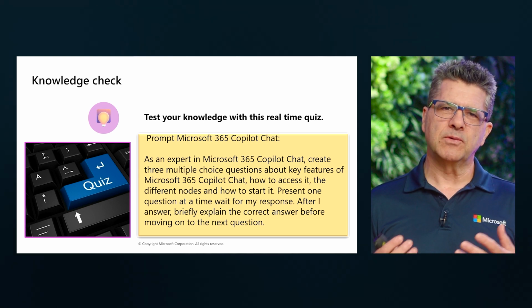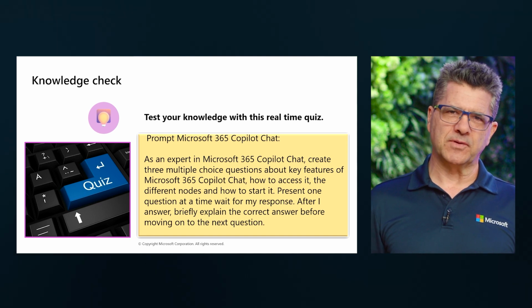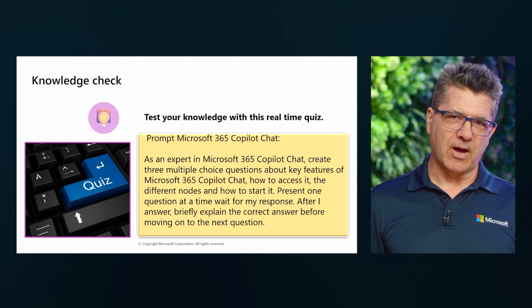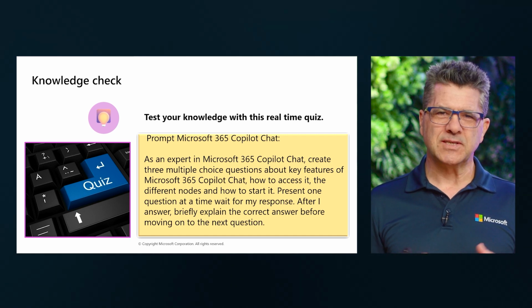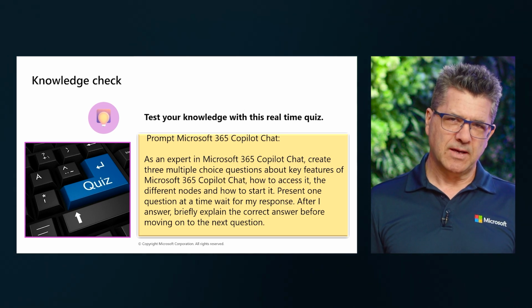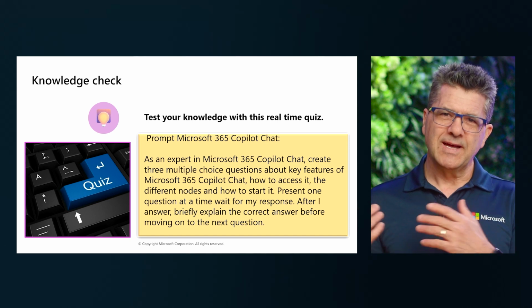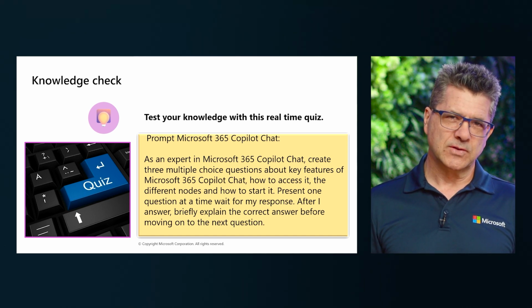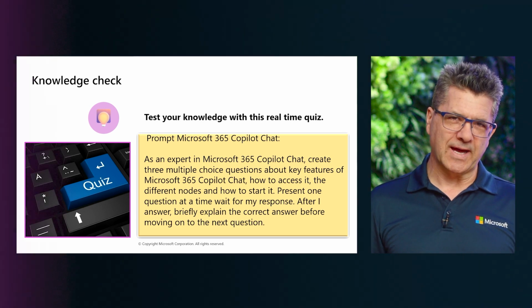Now we're going to ask for 3 multiple choice questions about the key features of Microsoft 365 Copilot Chat. We're also going to ask how to access it, and then of course the different modes that we discussed. We want Copilot to present us with 1 question at a time, wait for our response, verify the correct answer, give us a brief explanation, and then ask the next question. So let's run this prompt for a knowledge check and see what results we get.